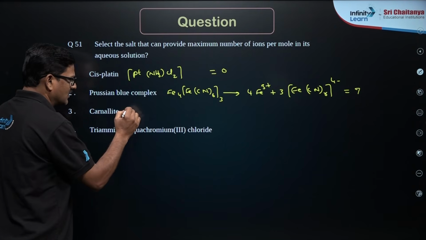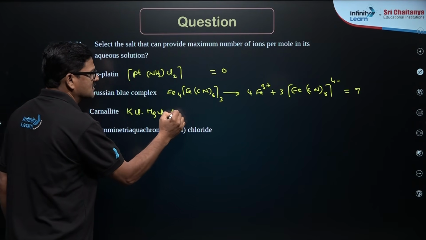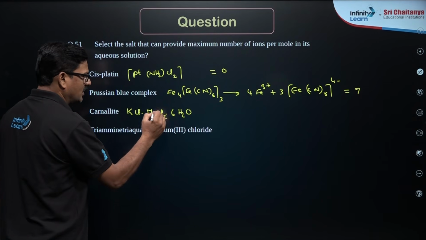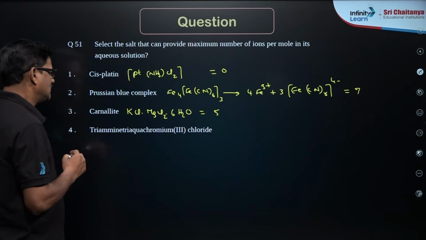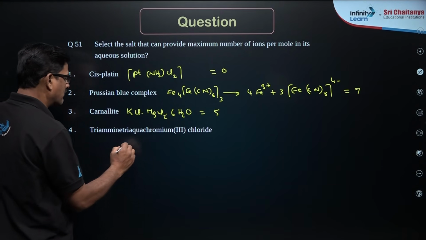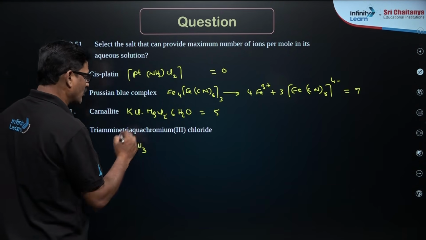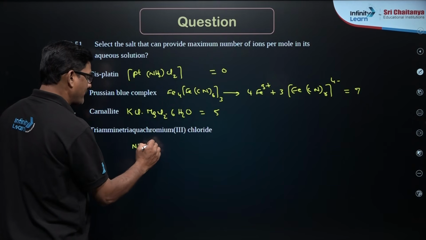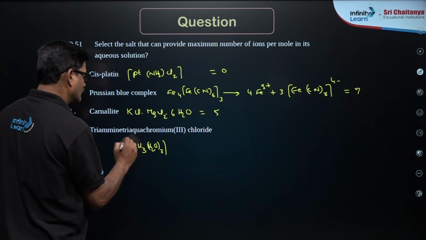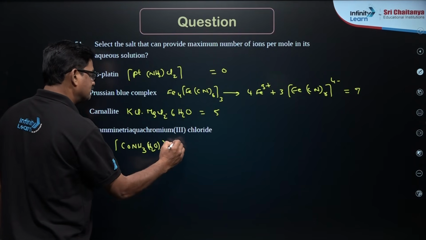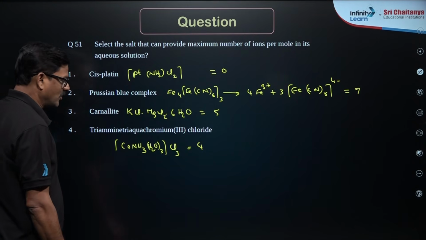And carnallite, KCl.MgCl2.6H2O. So 3 ions and 2 ions, 5 ions you are going to get. Triammine triaqua chromium(III) chloride. So a total of 4 ions are going to be formed.